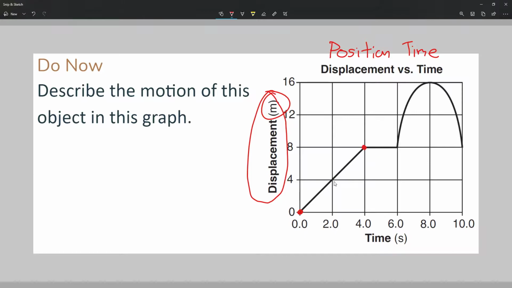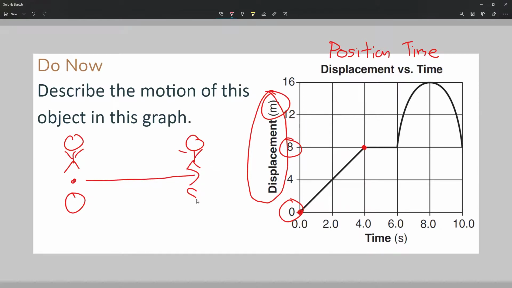This graph is saying that from 0 to 4 seconds, you went from a position of 0 meters to a position of 8 meters. So you're at a position of 0, and then 4 seconds later, you're at a position of 8 meters. And then for the next 2 seconds, from 4 to 6, you stay at a position of 8 meters, and you don't really go anywhere. So from 4 to 6 seconds, you're at rest.